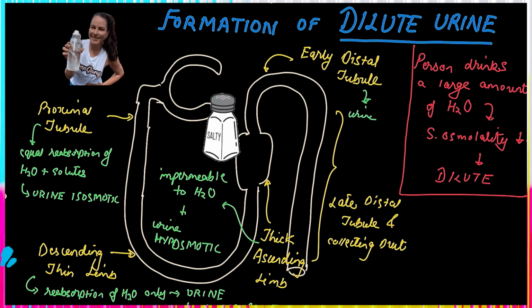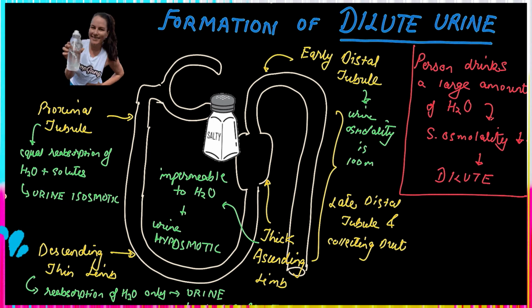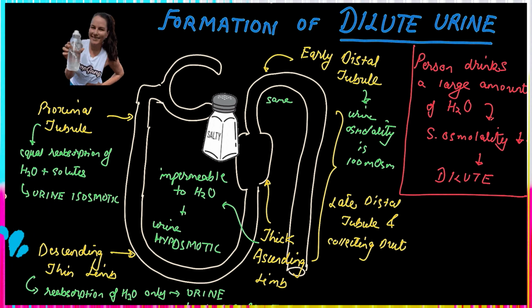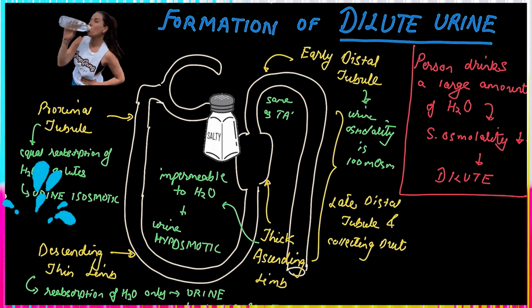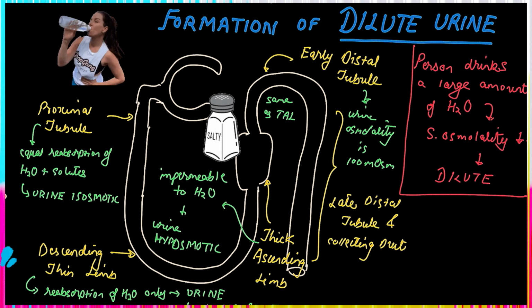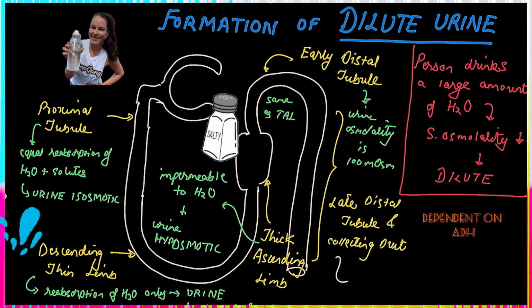The early distal tubule is similar to the thick ascending limb, meaning thereby that it is impermeable to water but freely permeable to solutes, and urine osmolarity at the end of the early distal tubule is always, please remember this word, always 100 milliosmoles per liter. So this is known as the cortical diluting segment, and it is a site of action of powerful diuretics called thiazide diuretics.